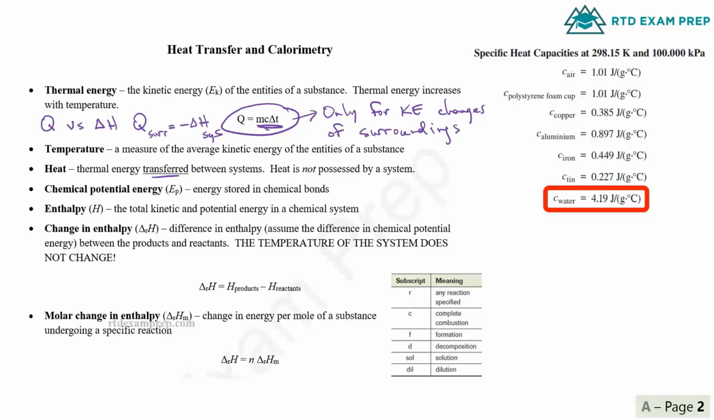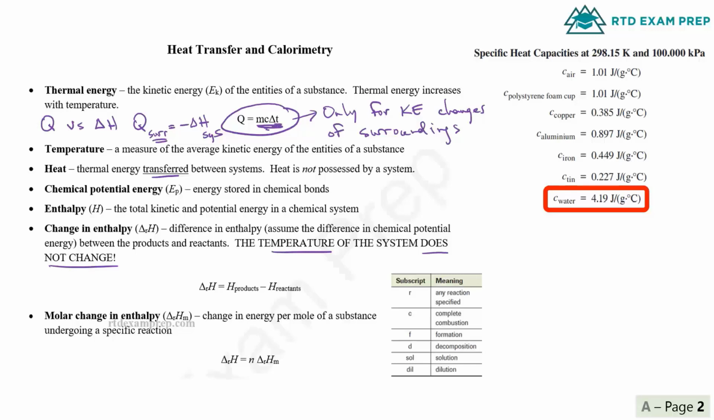And the change in enthalpy is the difference in enthalpy, and we assume the difference in chemical potential energy. Like I said before, in general, we think of an enthalpy change as the change in potential energy. It's the difference in chemical potential energy between the products and the reactants. And it's important to note that the temperature of the system does not change. So the temperature of a chemical system does not change. It is strictly just the change in potential energy, and we associate temperature changes with the surroundings, like what we see here in this formula for Q.